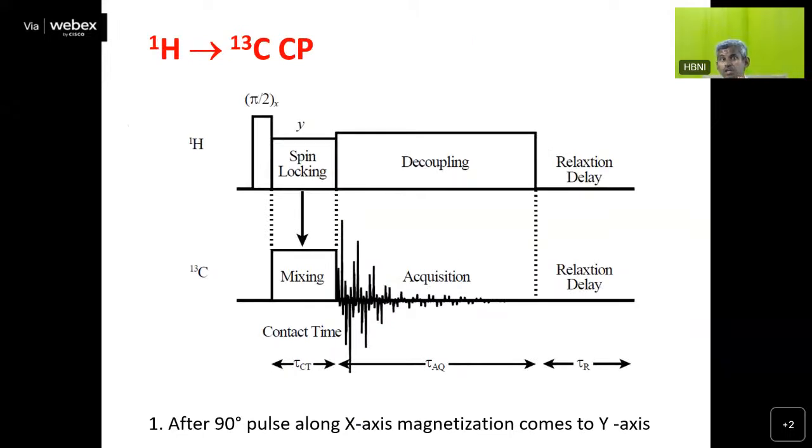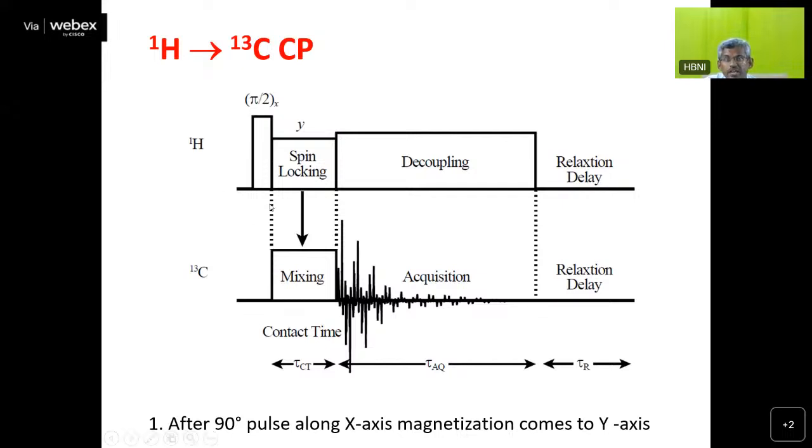So listen carefully. I will explain to you how this phenomenon occurs. You might have learned in previous solution NMR classes that modern NMR spectroscopy is based on pulses. By applying pulses, you have a 90-degree pulse, you have a 180-degree pulse. By applying suitable pulses, you can get a good signal-to-noise ratio. So here also we apply pulses in a manner to get polarization transfer from proton to carbon-13.